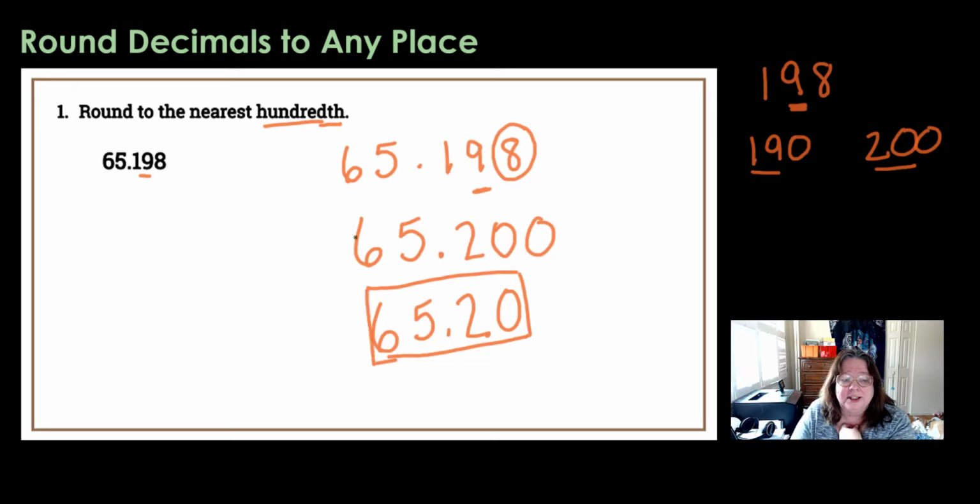To recap our steps, we underline the place value that we're rounding to. We circle the digit to the right. If that digit is 5 or more, this number is rounded up. In this case, 9, we can't round it anymore. The next 10 after 19 is 20, so the 19 hundredths becomes 20 hundredths. If this number is less than 5, we would have rounded down, and our number would have stayed as 19. Let's try the next problem.